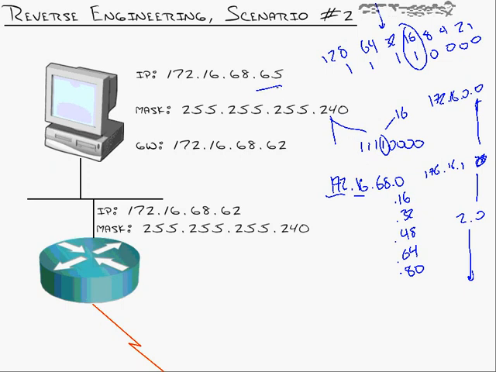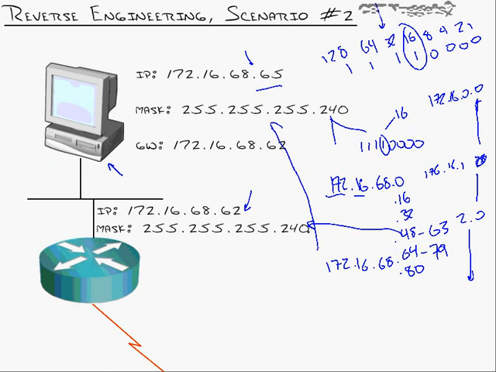And if you look, we passed both of these IP addresses. 65, well, that one shows up right here. And 62, that one shows up right here. So wait a sec, we have a major issue. This PC is assigned an IP address in a different network than its default gateway. It belongs to this network range, 172.16.68.64 through 79. That's where the PC is at.